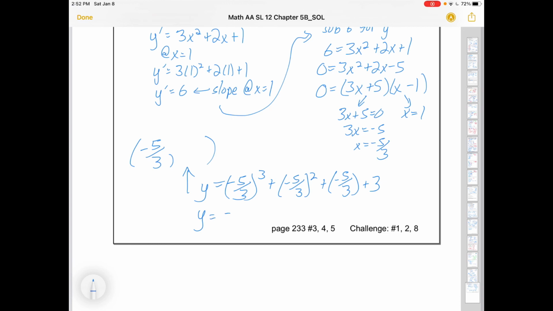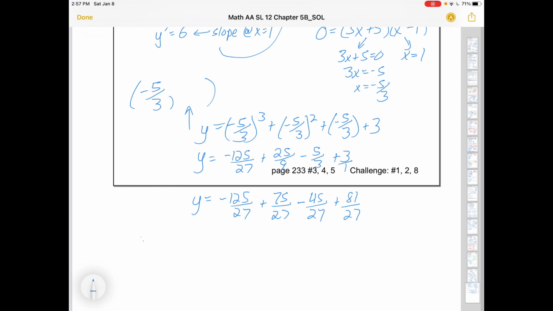So that's going to be negative 125 over 27. This is going to be positive 25 over 9. This is going to be negative 5 over 3. And this will be positive 3. I think we're going to need a common denominator of 27 here. So negative 125 over 27. The other one we have to times by 3 on top and bottom. So that's going to give us 75 over 27. Next one we need to times by 9 on top and bottom. So that's negative 45 over 27. And the next one is the fraction 3 over 1. So you got to times top and bottom by 27. So there we go. Now we just need to add these up.